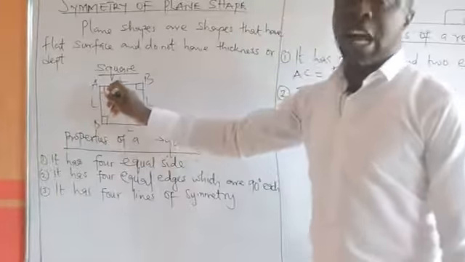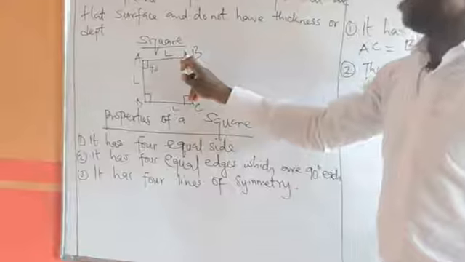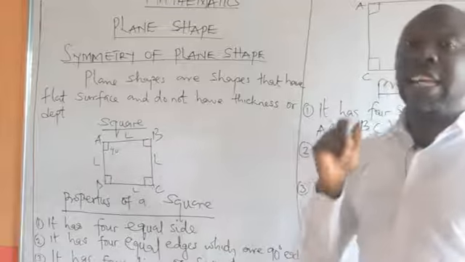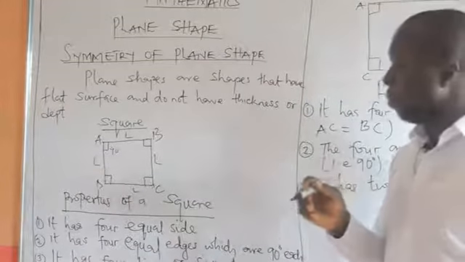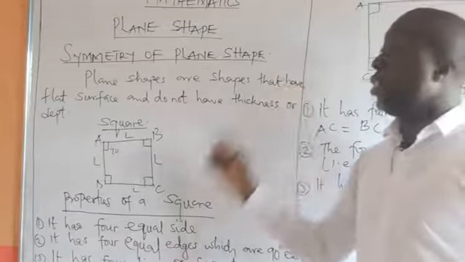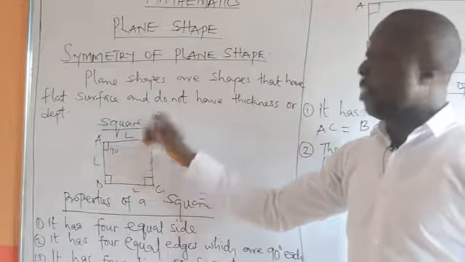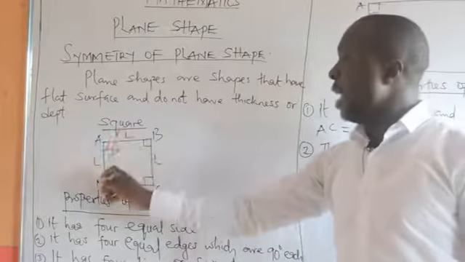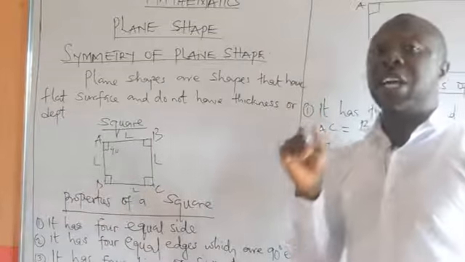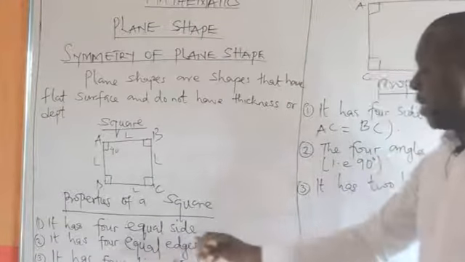If you look at the edges of this square, this represents 90 degrees. 90 degrees, 90 degrees, 90 degrees, 90 degrees. If you sum up all the 90 degrees, you will get the sum of 360 degrees. It has four edges which are what? 90 degrees. If you sum all the total angles, it will give you what? 360 degrees. And it also has lines of symmetry.